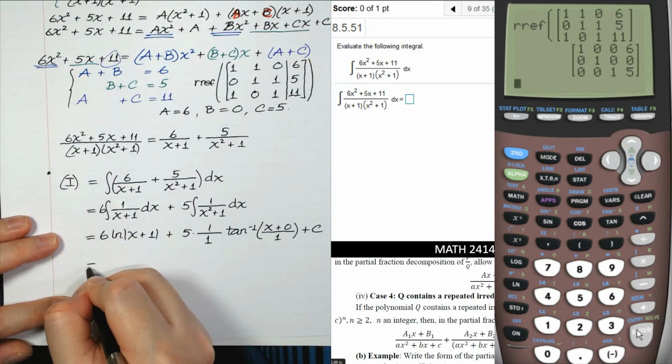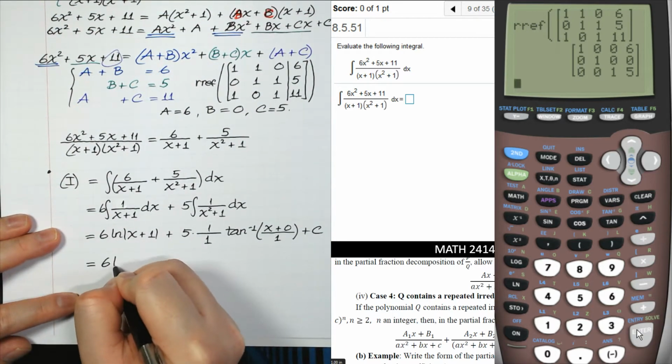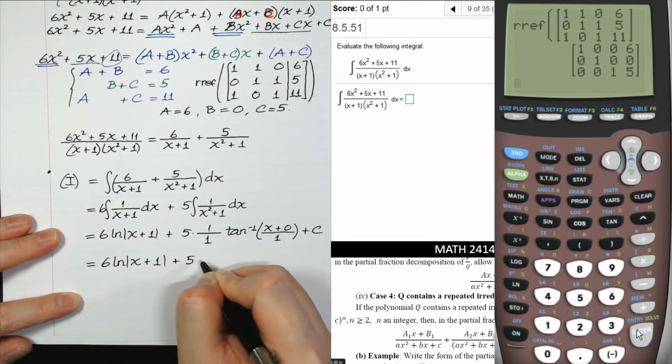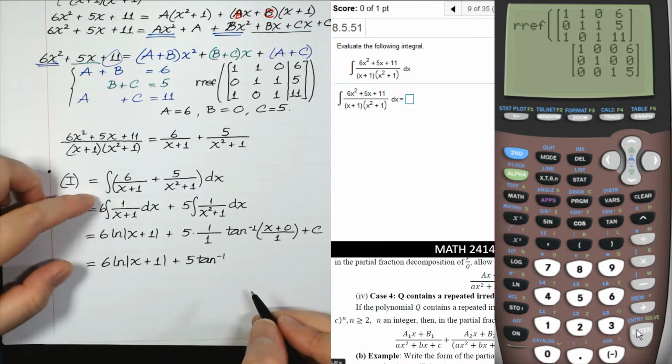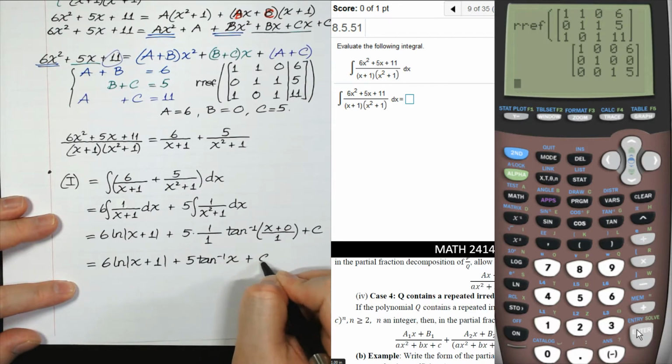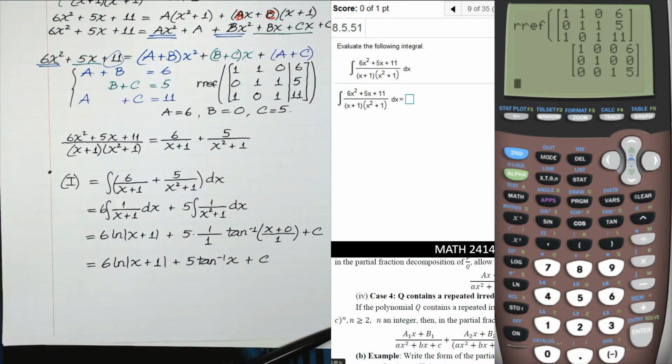Again, section 8.5, subsection 2. Once we have those, it will be very easy to integrate. That's just 1, that's just x. So we have 6 ln of x plus 1 plus 5 tangent inverse of x plus c. Right?